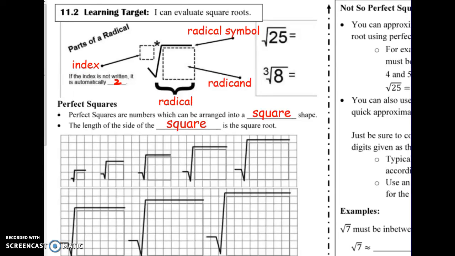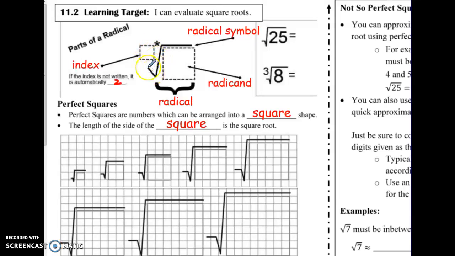Okay, this is lesson 11.2. We are going to learn how to evaluate square roots using this note sheet. And the first thing you're going to do is label the diagram up here. This is the symbol that is typically a square root symbol if we don't have an index.